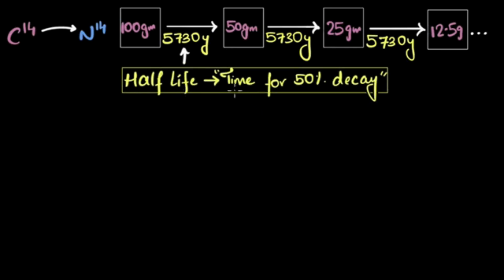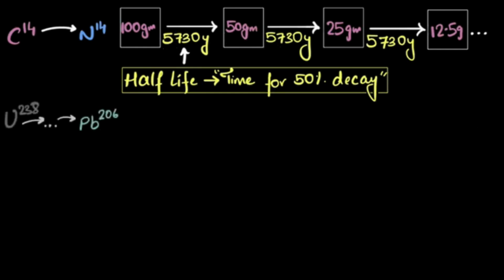It's a number that tells you how much time you have to wait for 50%, half of the amount of stuff that you have, to decay. It could be half of the mass that you have to decay, it could be half of the number of atoms that you currently have to decay, number of moles, whatever. It's half of the amount of stuff, how much time you have to wait for half this amount of stuff to decay.